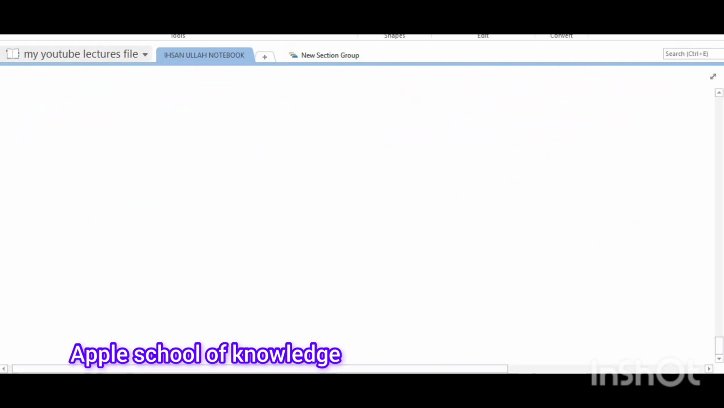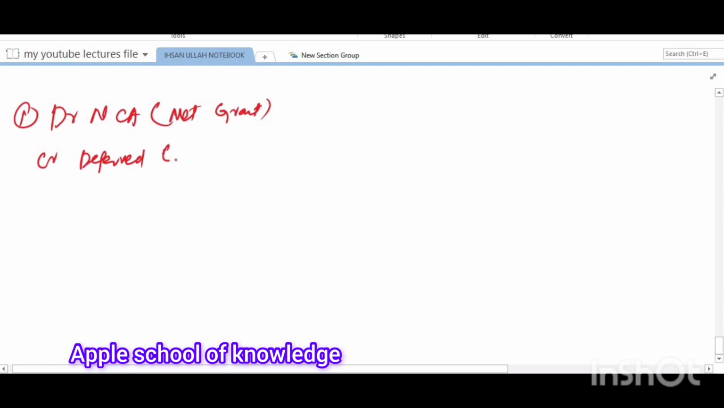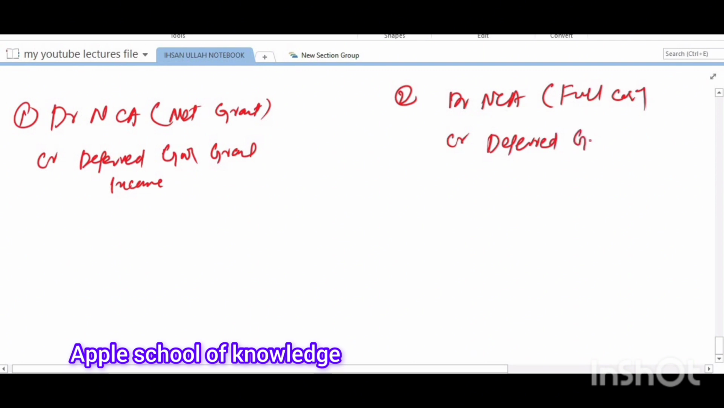So the journal entry for method 1, what we call the capitalization method, debit will be the non-current asset, and that will be net of grant, and credit will be your deferred grant income. Clear? And for the second, the journal entry will be debit non-current asset, and that will be the full cost, and credit will be the deferred government grant income. Clear?